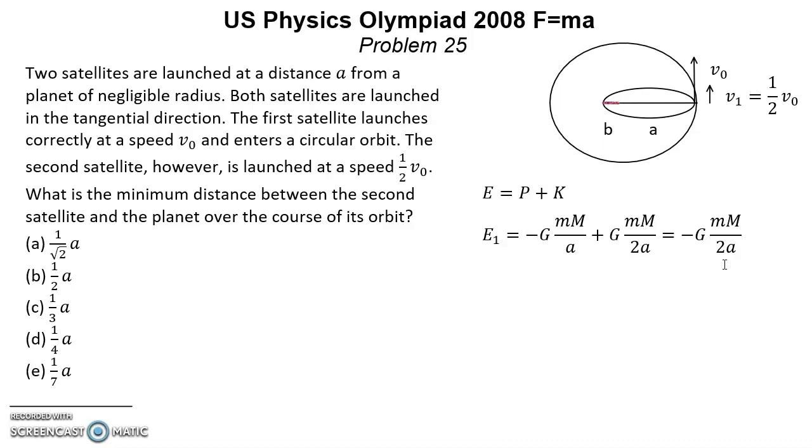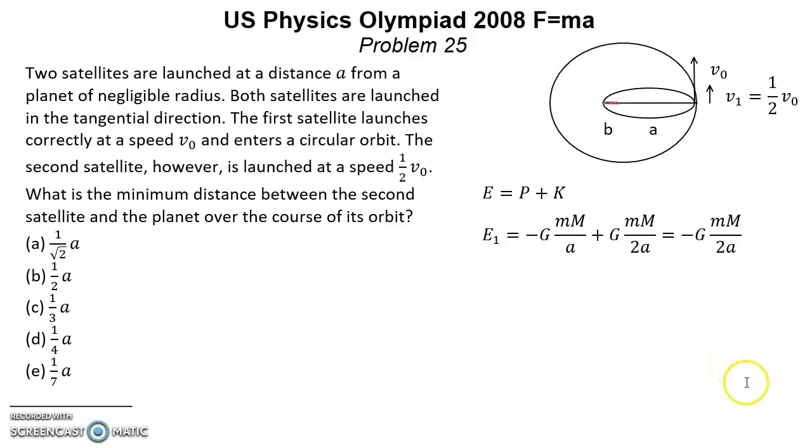If we take a as half of the major axis of the ellipse, let's say like this, a small ellipse, we can use this knowledge. If this is the energy for the first satellite, we can find the total energy for the second satellite.